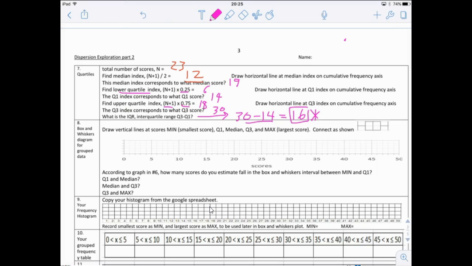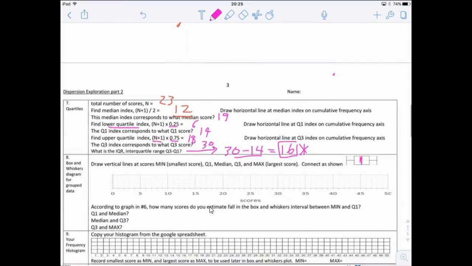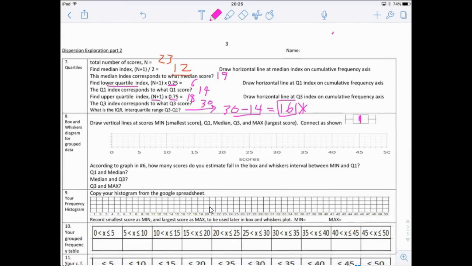So how do you draw a box and whiskers diagram? Well, the first thing you do is draw the middle line here. This middle line represents the middle number, which is the median. What is the median score? According to the graph in number 6, the median score turns out to be 19, right? So we're going to put the median line at 19.